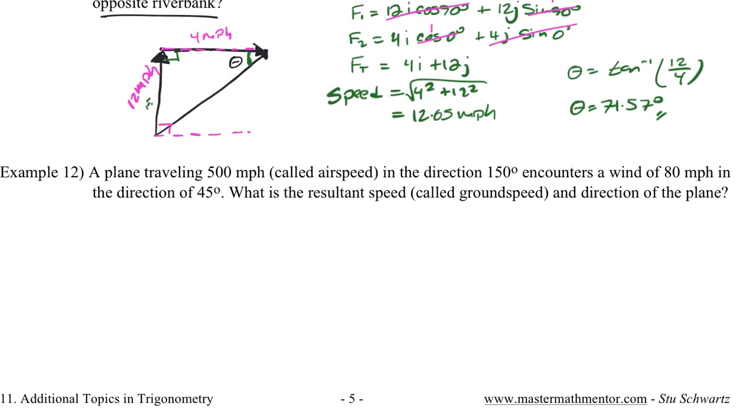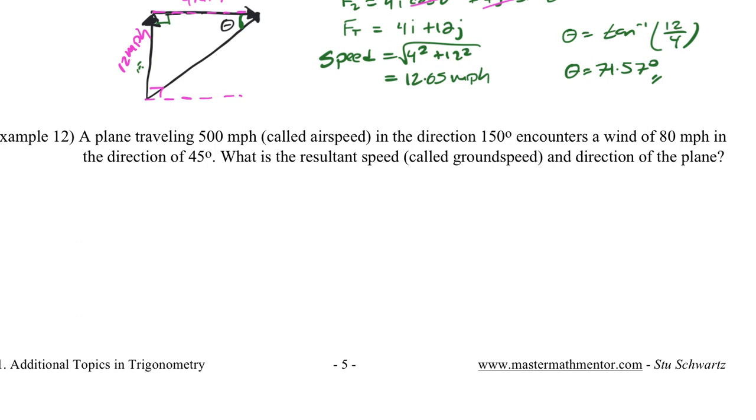Let's see the last one here. So a plane is traveling 500 miles per hour, called airspeed, in the direction of 150, and encounters a wind of 80 miles per hour in the direction 45. What is the resultant speed, called ground speed, and the direction of the plane?